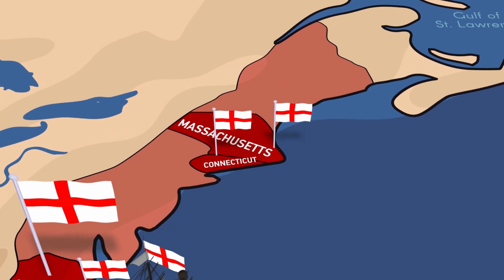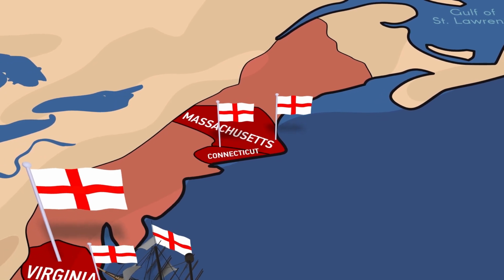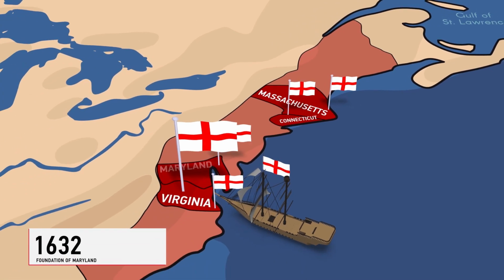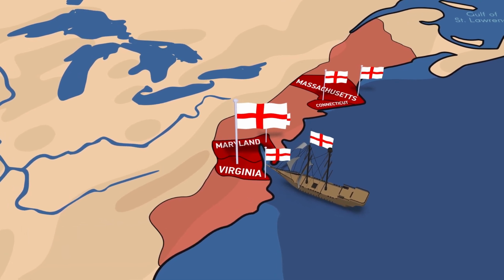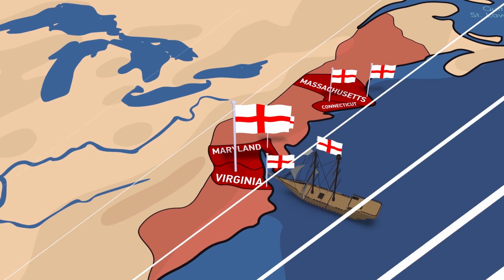Another example of salvation from religious discrimination was the foundation of Maryland by Roman Catholics in 1632. The colony was named after the wife of King Charles I, who was also a Catholic.